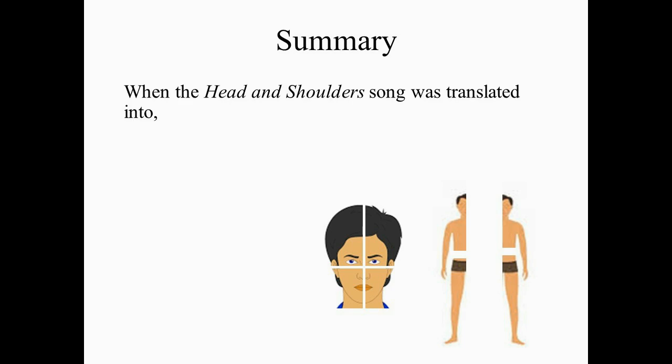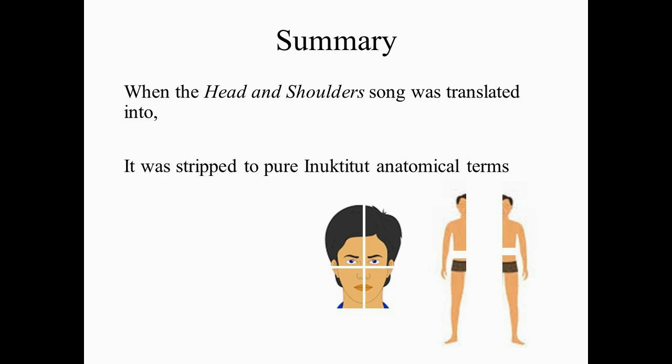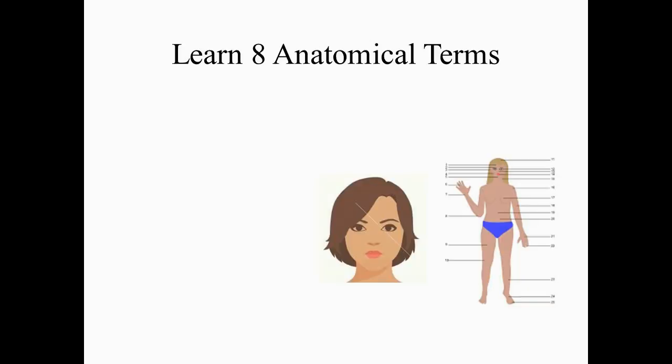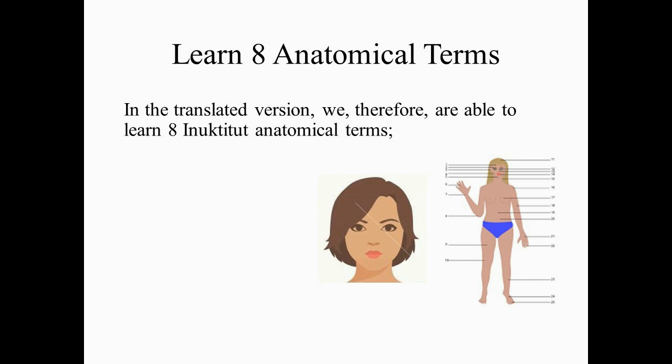When the song Head and Shoulders was translated, it was stripped to pure Inuktitut anatomical terms. Plural words like ears, knees, were changed to singular words. And the word end was removed from the song. In the translated version, we therefore are able to learn 8 Inuktitut anatomical terms. Head, shoulder, knee, toe, eye, ear, mouth, nose.